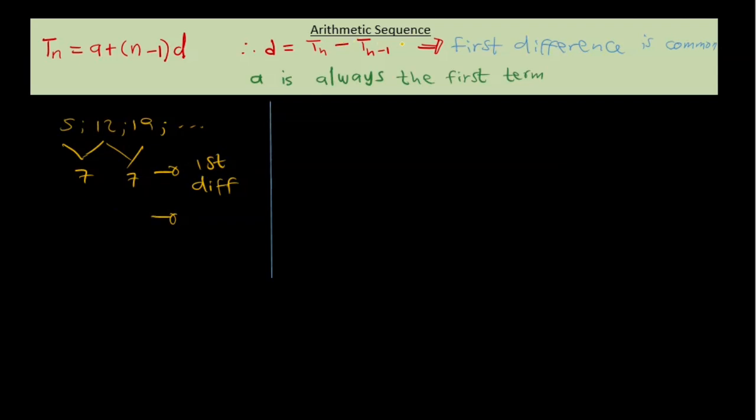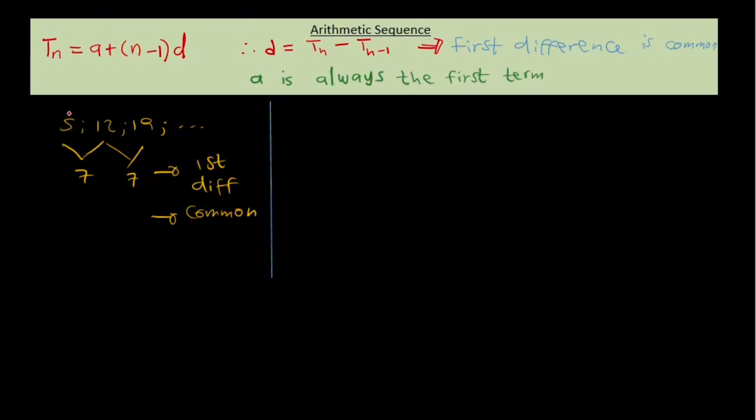Now, an arithmetic sequence is a sequence in which the first difference is common or the same. Now, the first difference is common, right? 7 and a 7, that is common. It's the same. We have ticked the first two conditions of an arithmetic sequence definition. Here is an add-on. Once you have established that a sequence is an arithmetic sequence, therefore, A is always the first term.